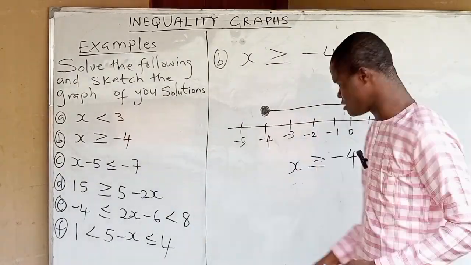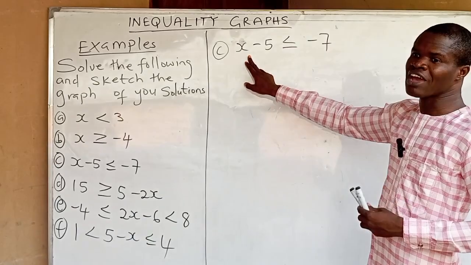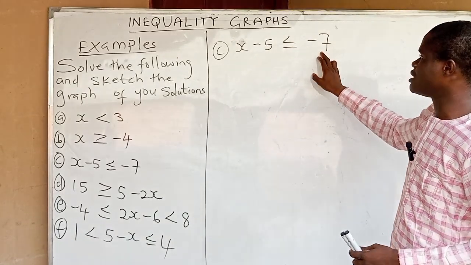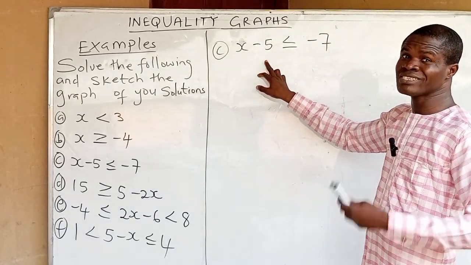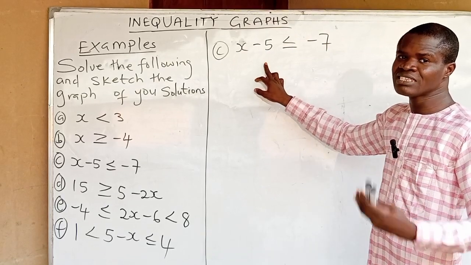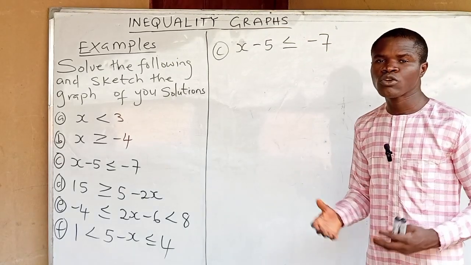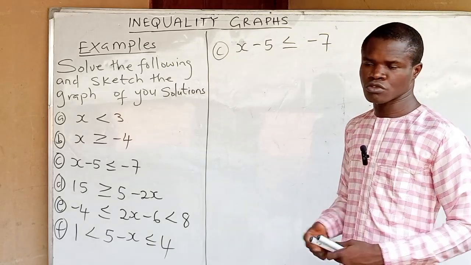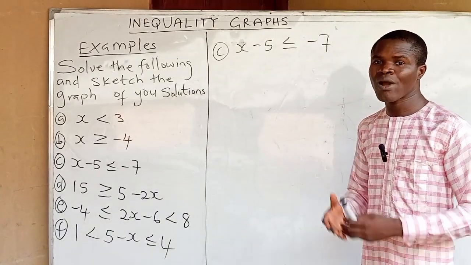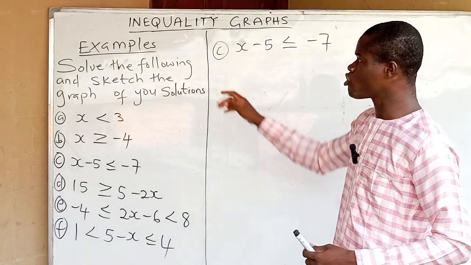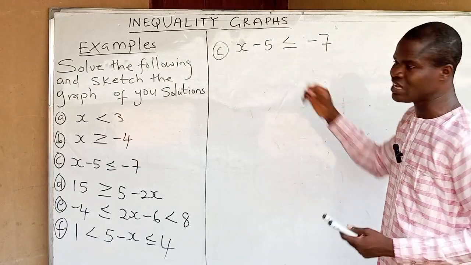Now let's look at question C. In this case, we have x minus 5 on the left hand side and minus 7 on the right hand side. So we are going to solve this inequality first, so that we can easily tell what the solution set is. Mind you, inequality is not the same thing as an equation where we have an equal sign. In inequality, we are usually careful when handling negative variables, because negative variables will definitely affect the inequality sign.